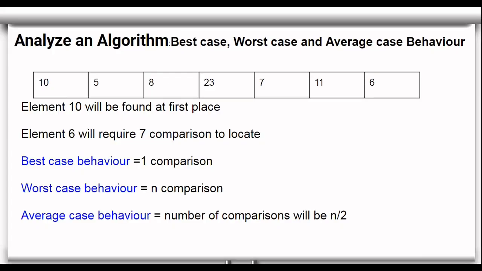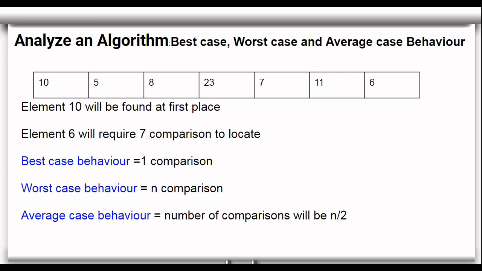How to analyze an algorithm? Here we use different behaviors: best case, worst case and average case. How to calculate this? Suppose you have an array of 7 elements and you are trying to find the element 10. If this element is found at the first place, then this is best case behavior, because you got your data in one comparison only. Worst case behavior means what? Suppose you are trying to find the element 6. You will get it at the last; element 6 will require 7 comparisons to locate. So this is worst case behavior.